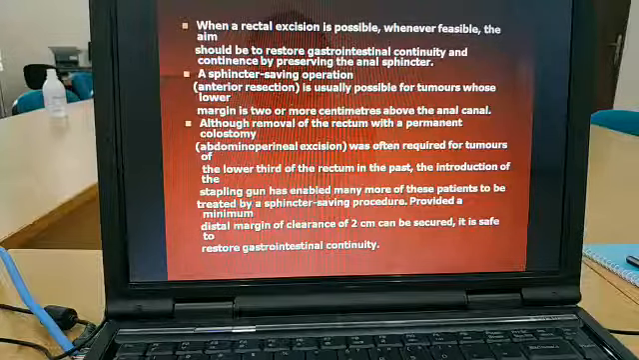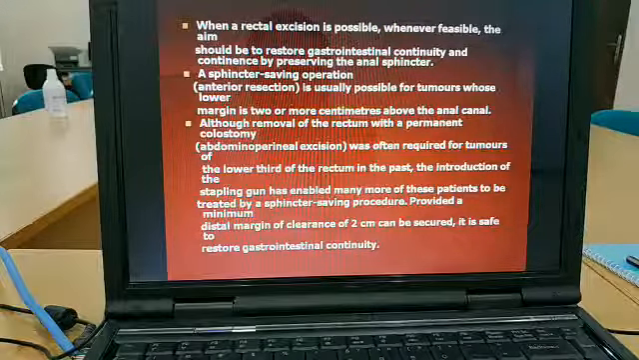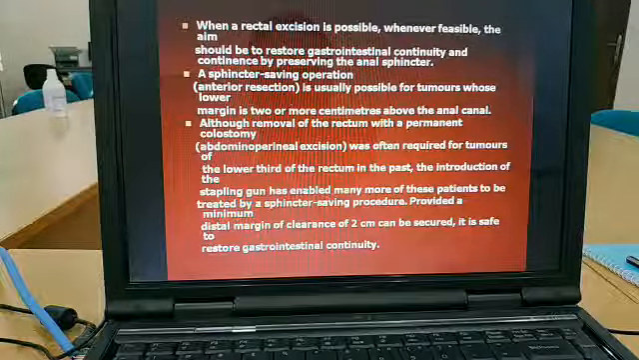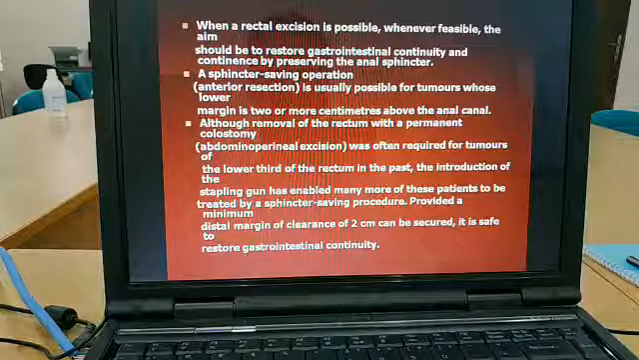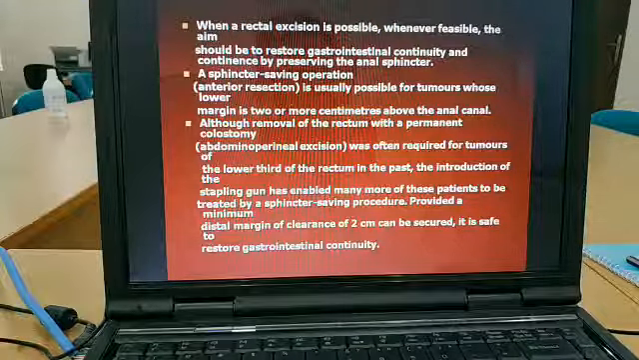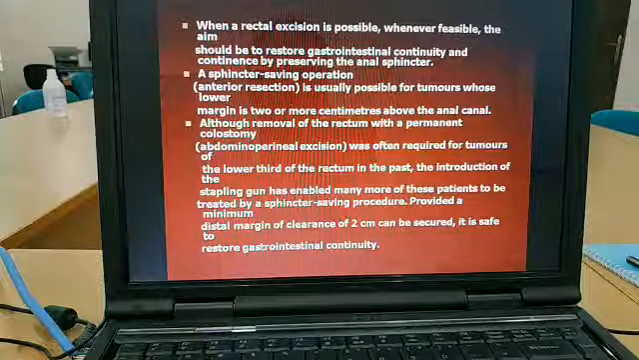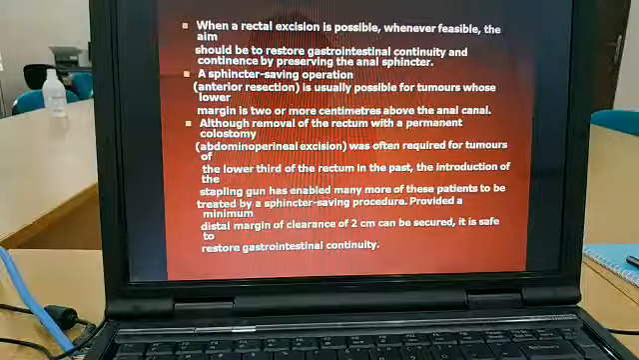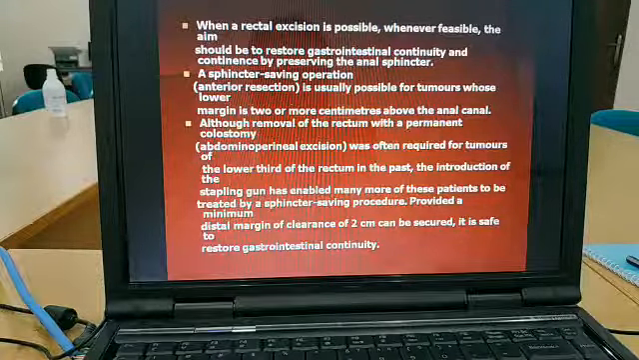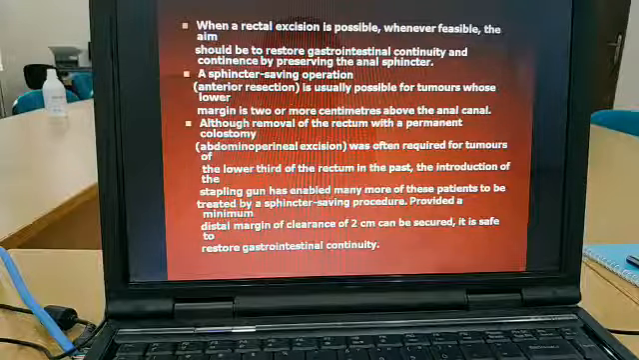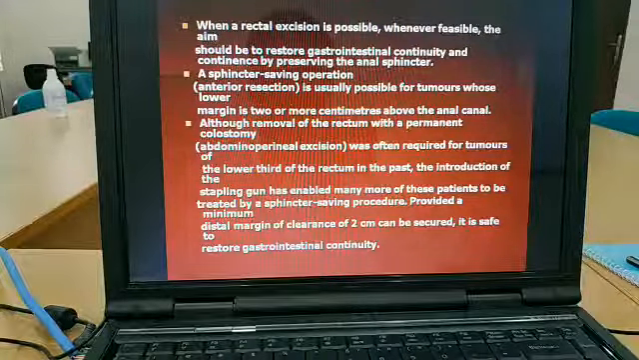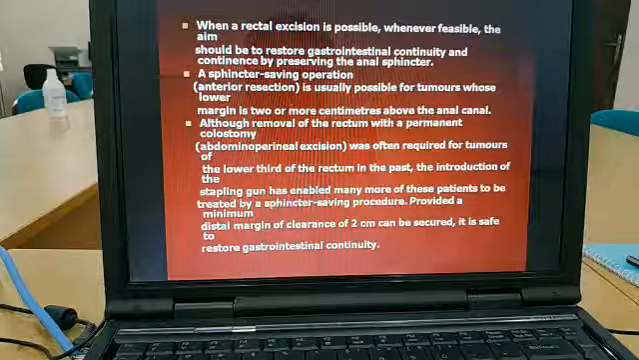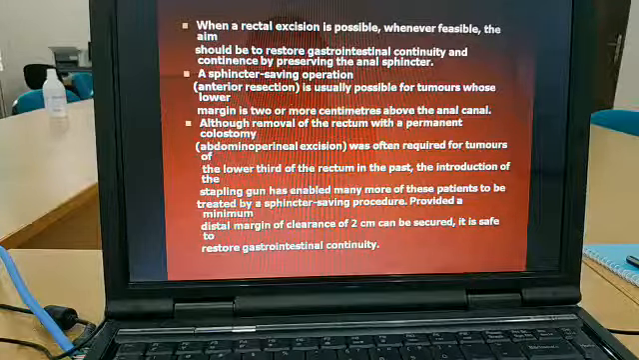When a rectal excision is possible, whenever feasible, the aim should be to restore the gastrointestinal continuity and continence by preserving the anal sphincter. So you have to understand what our aim is. Our aim is, after excision of the tumor with the resectable margin with the mesorectum, to restore the gastrointestinal continuity. If possible, it is better to restore continuity and continence by preserving the anal sphincter. It's very, very important to keep the sphincters intact.